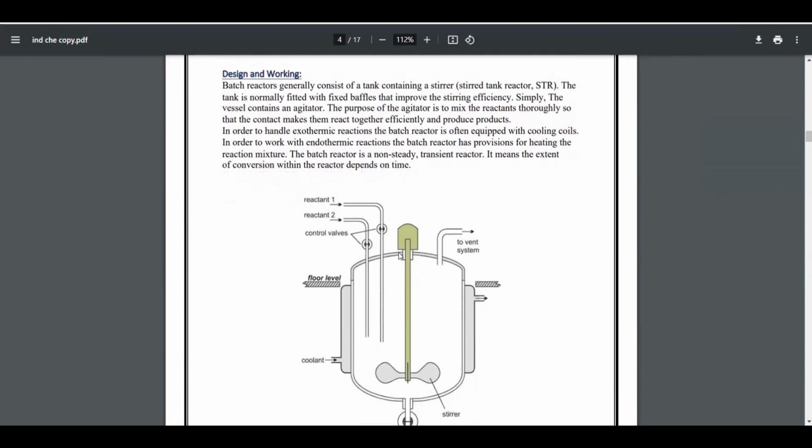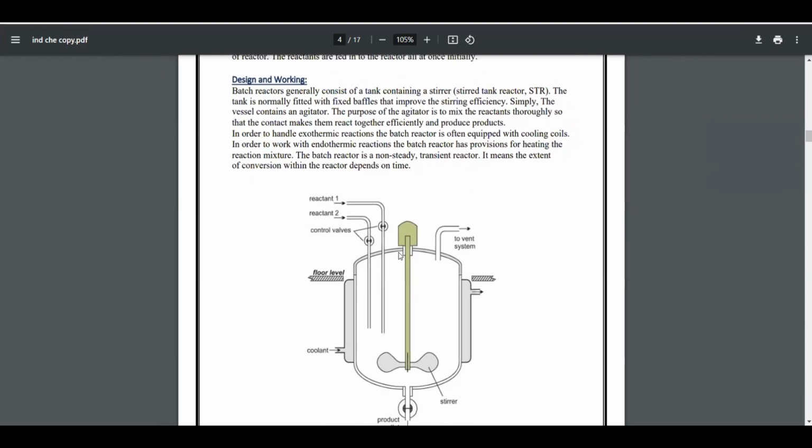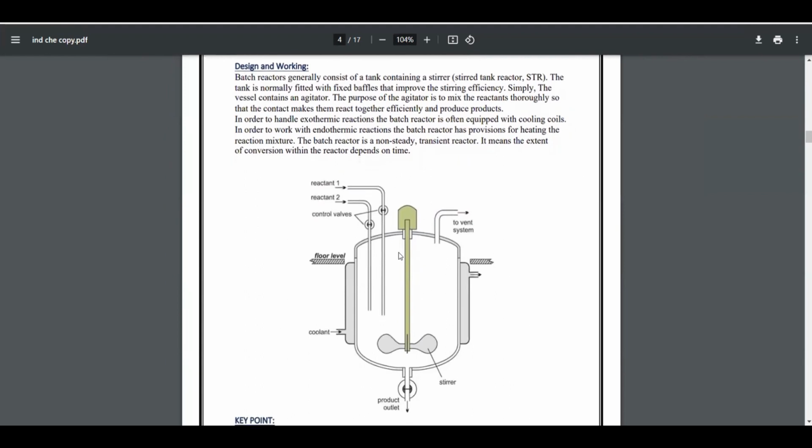A batch reactor generally consists of a tank which contains a stirrer, and there are some big fixed baffles that improve the stirring efficiency. Or in other words, we can simply say that the tank consists of an agitator, and the purpose of that agitator is to mix the reactants together so that the reaction is carried out with smooth efficiency.